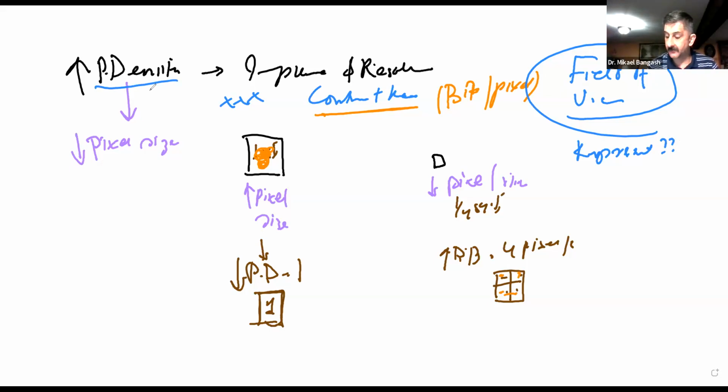Option D, there are more shades of gray. No, that was not due to the pixel density. That would be the case if I increase the number of bits. Then that would be more shades of gray.